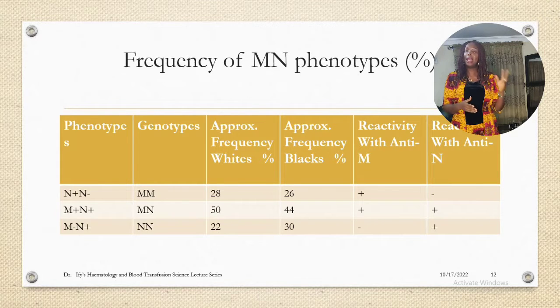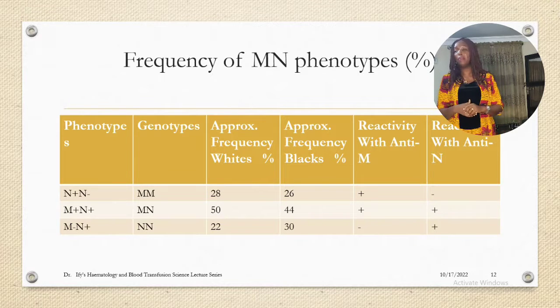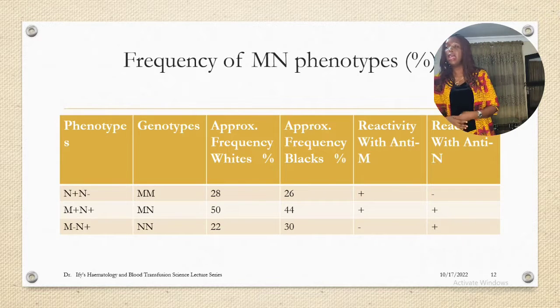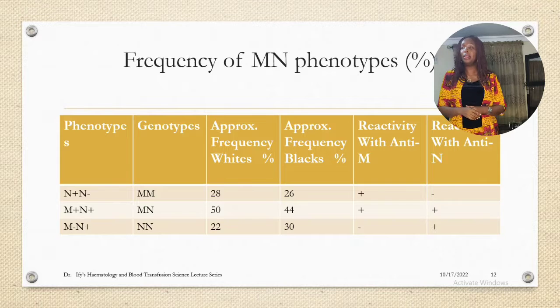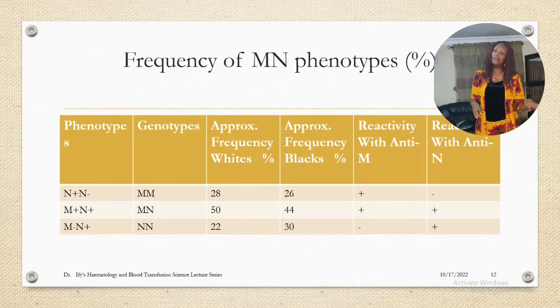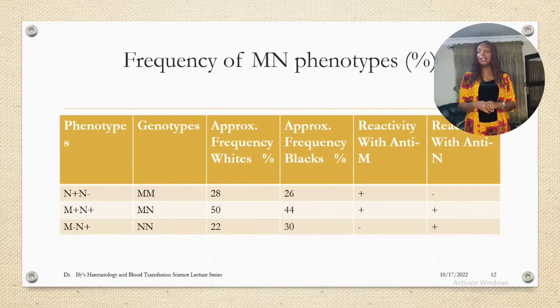Those individuals that are M plus, N plus have the genotype MN, and you have about 50% of them in whites and 44% in blacks. Because they have both M and N antigens, they react positively to anti-M and positively to anti-N. You have those that are negative for M but positive for N, having the NN genotype, and they are about 22% in whites and 30% in blacks. Because they don't have the M antigen, they react negatively with anti-M and positively with anti-N.